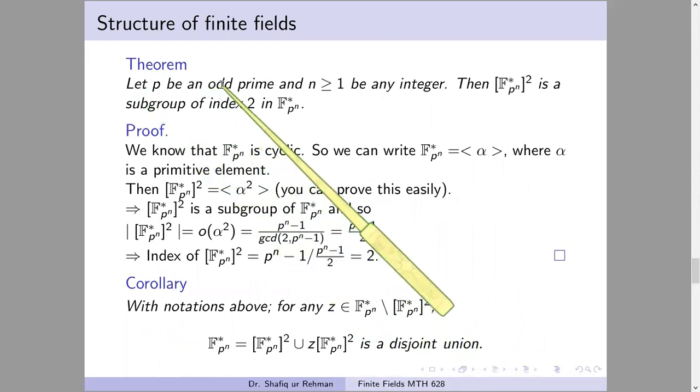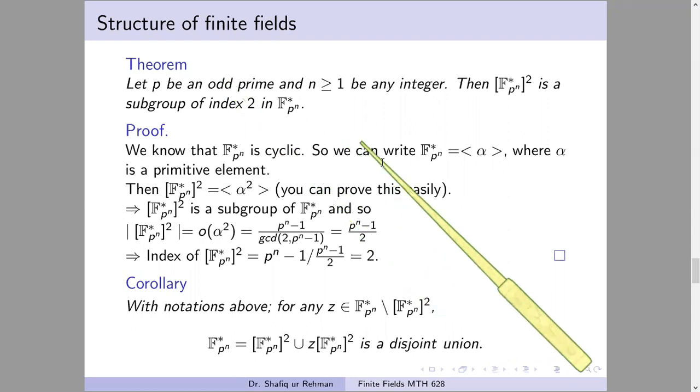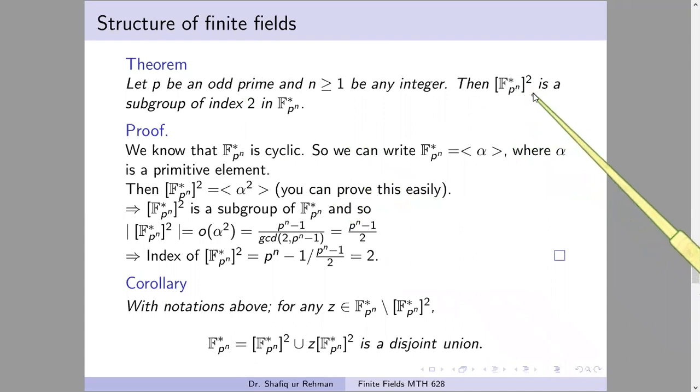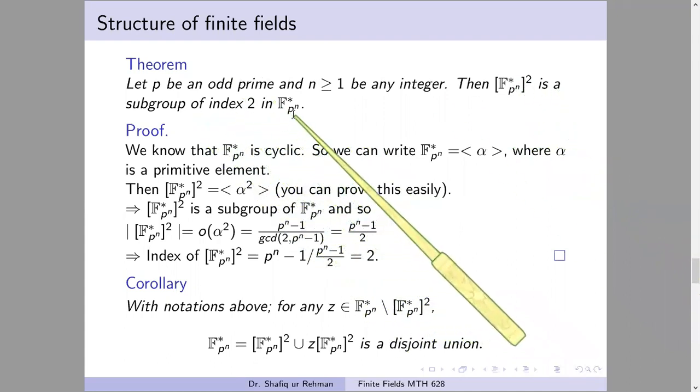Let p be an odd prime and n any positive integer. Then F_{p^n} star whole square is a subgroup of index 2 in F_{p^n} star.